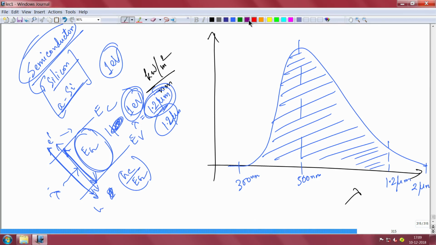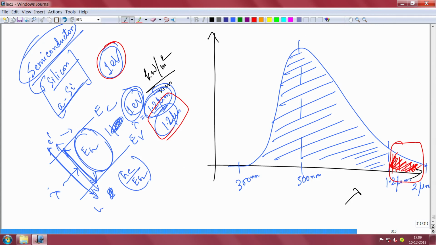which means all the photons of sunlight whose wavelength is more than 1.2 micron, or energy is less than 1 electron volt, which is this, will not be absorbed. So, that part is wasted, okay, those are useless.